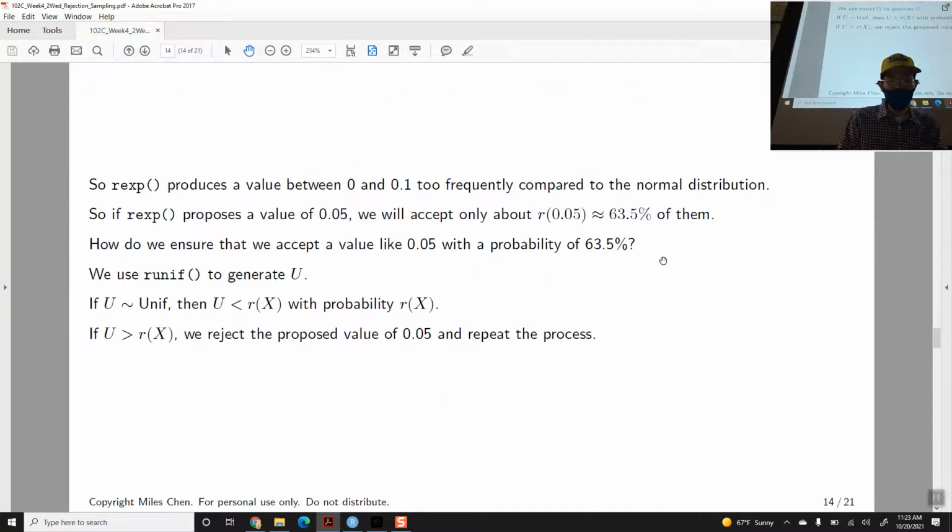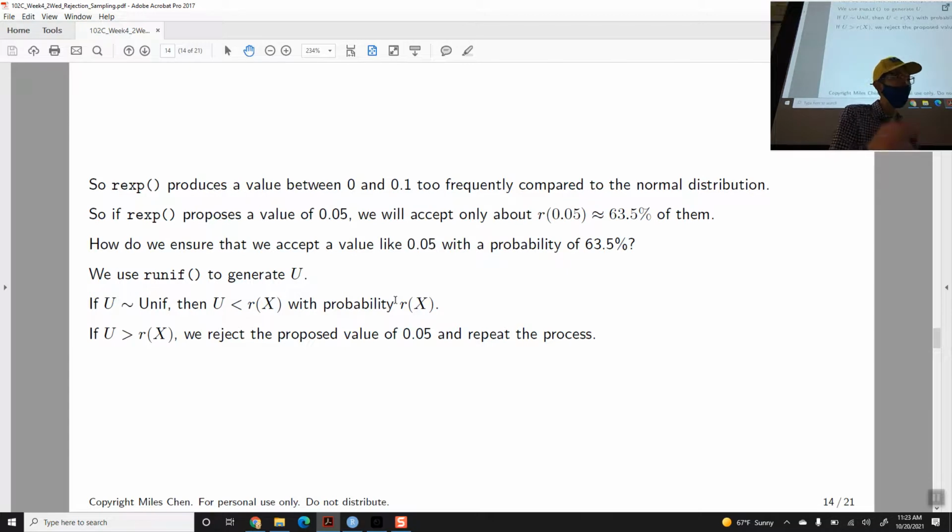All right, so our exponential will produce values between 0 and 0.12 frequently, values around 0.05 very frequently. If our exponential produces a value of around 0.05, we only want to accept around 63% of them. How do we do this? We generate our unif. If that generated value from our unif is less than 0.635 or whatever the ratio is, we will accept it.